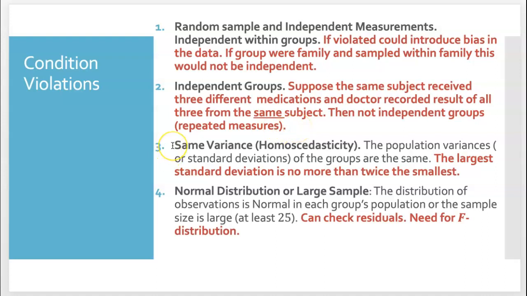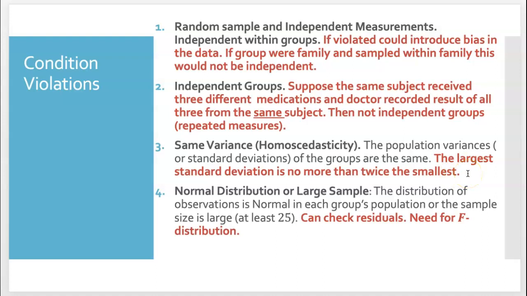Okay, the other thing we need is same variance. Okay, same variance, homoscedasticity. So it's just saying that the population variances or standard deviations of the groups are the same. So the key thing there is, with ANOVA, we could look at the box plots, that's one key indication, or dot plots, but also the ANOVA table gives us the summary statistics. It gives you the sample standard deviation within each group, so we have to compare those. Okay, so it's just saying the largest standard deviation is no more than twice the smallest. That's usually the rule.